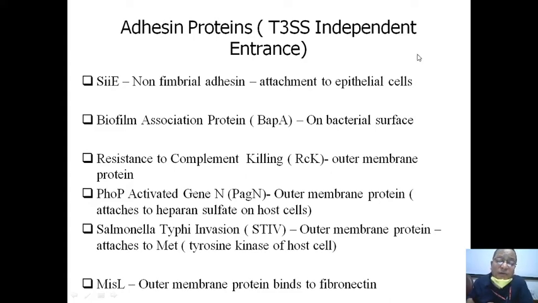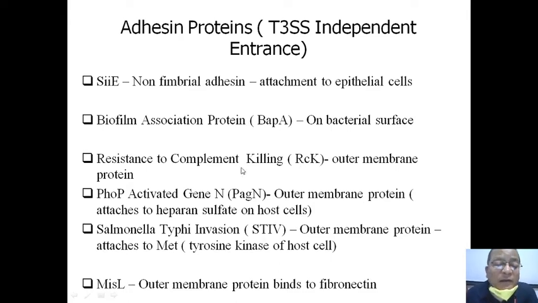For example, pathogenicity island 1. Salmonella pathogenicity island produces something called SiiE, Salmonella intestinal infection protein E. This is a non-fimbrial adhesin. It helps to attach to the epithelial cell. Salmonella typhi also produces biofilm associated protein, or BAP. It is on the bacterial surface and helps it to attach to the epithelial cell.